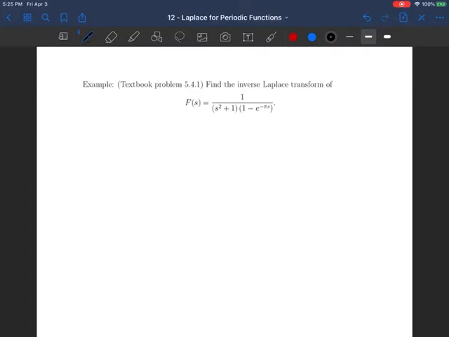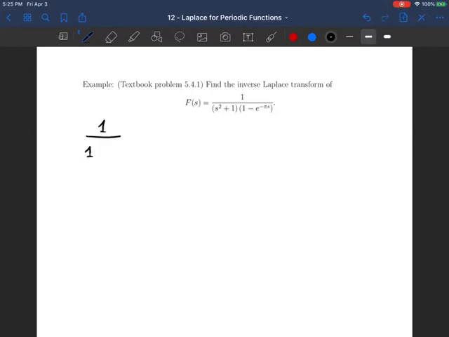Okay, so finally, we're going to try and do something a little bit ambitious here and do an inverse Laplace transform for this guy, 1 over s squared plus 1 times 1 minus e to the minus pi s. So when we see a term like this, divided by 1 minus e to a negative exponential, we should immediately suspect that something periodic is going on. And then this 1 over s squared plus 1 should let us know that there's a sine function involved, right? Because 1 over s squared plus 1 is the Laplace transform of sine of t.